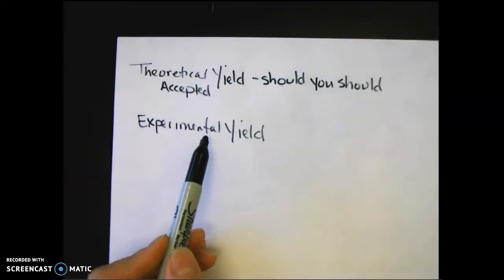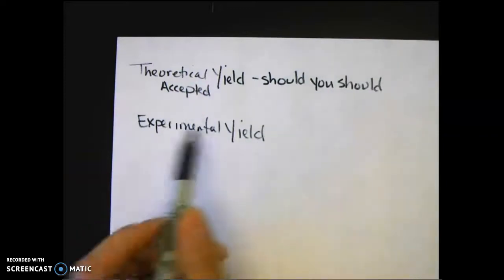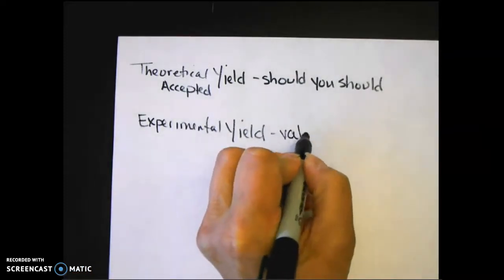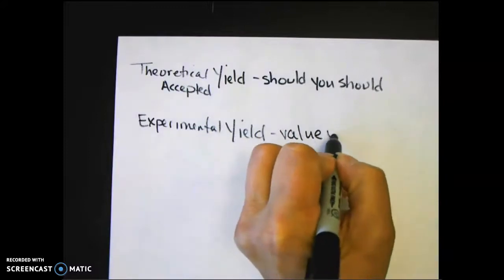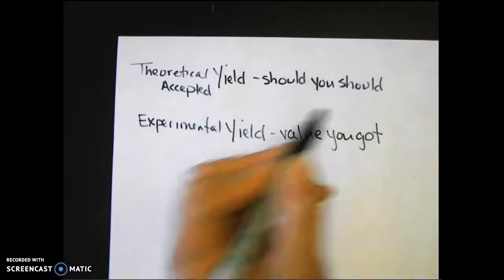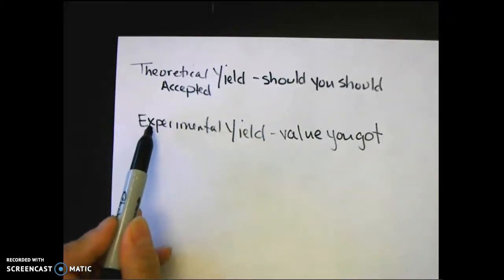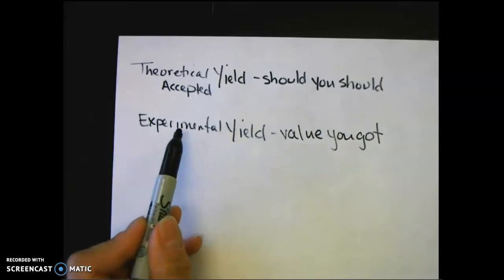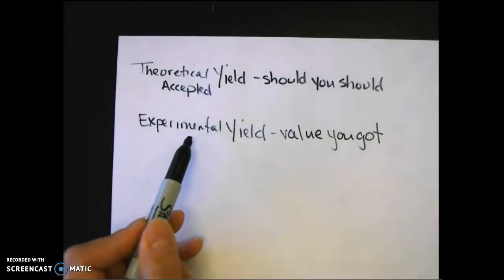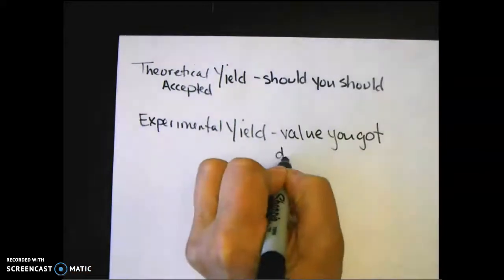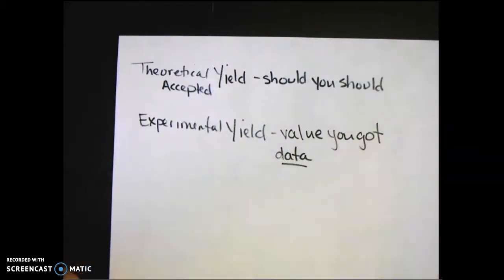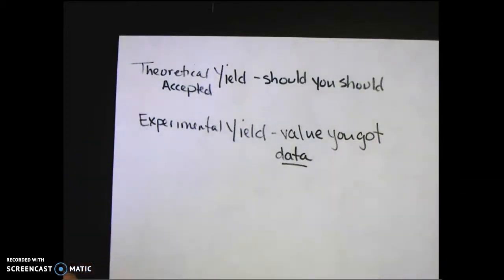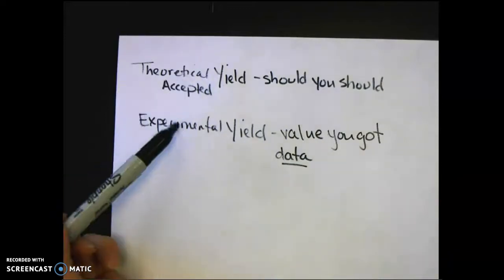The experimental yield is the value that you actually got when you did the lab. So it's the value you actually calculated, or the value you actually measured. During the experiment, what value did you get? The only way to get this is through data collection. So the value that you got is based upon your data. These 2 values are what we're going to use to calculate our other percents. But let's take one more moment to talk about these.